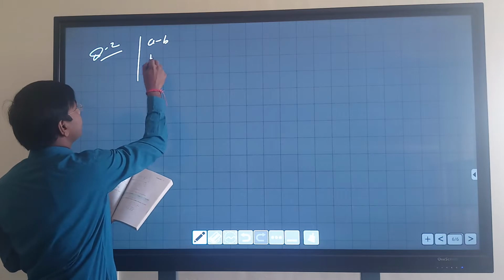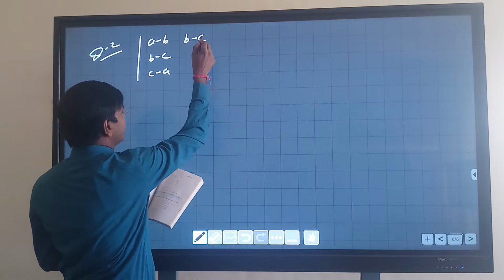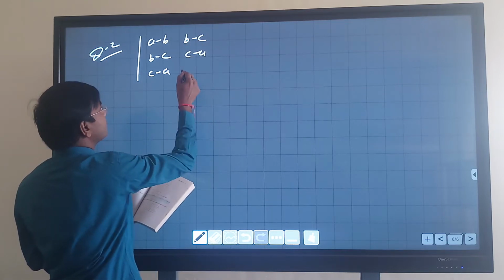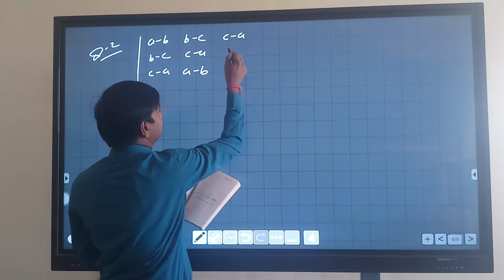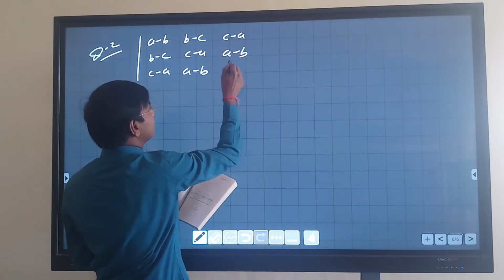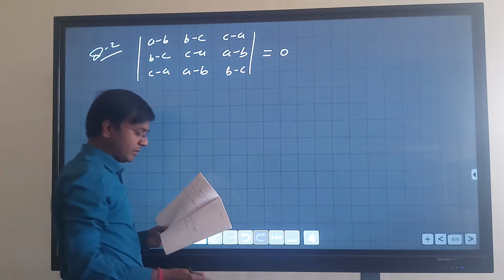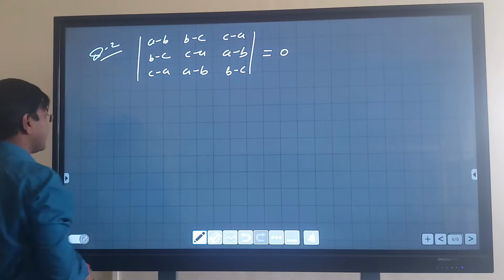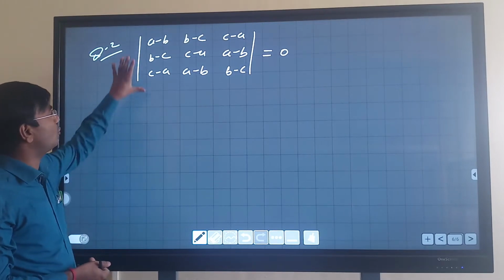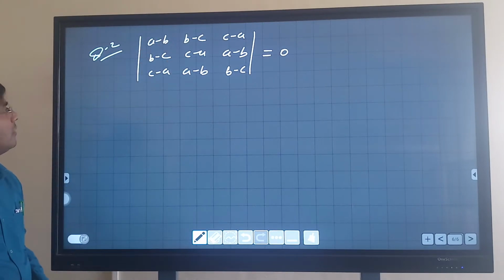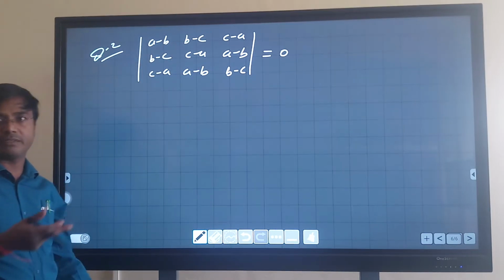A minus B, B minus C, C minus A. So we have to use the property. Now we have to think there are 6 properties. So which property can be applied? Here nothing is the same. I mean no two rows or two columns are identical, right? So we can expand the determinant, but that is somewhat lengthy.